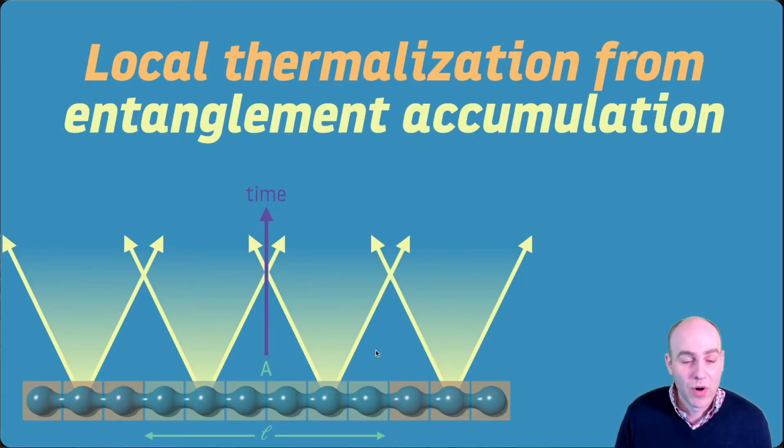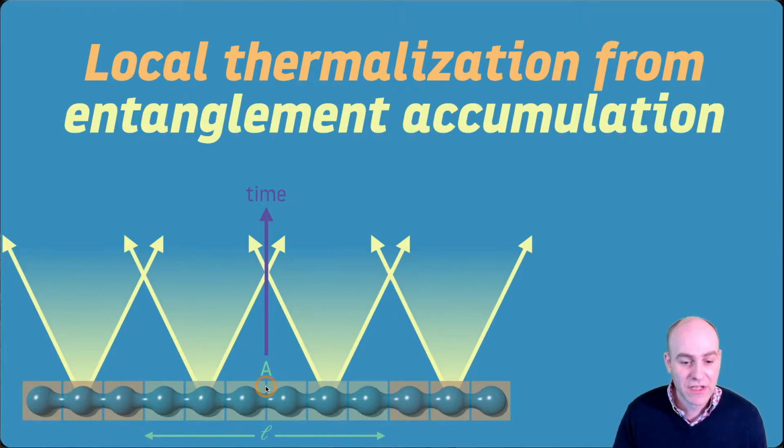So why would we want to understand entanglement dynamics? It turns out that we can get a picture of how statistical mechanics emerges from unitary time evolution by looking at thermalization coming from entanglement accumulation. If I imagine that I have some system, the same system as we had before, but now not on a ring anymore, just stretched out, and I'm interested in this region of length L.